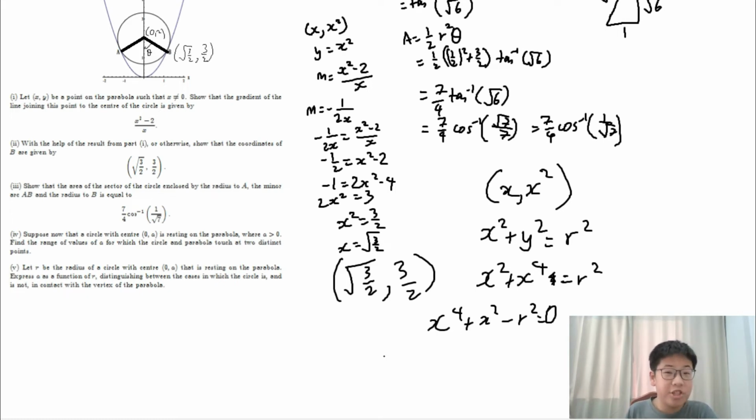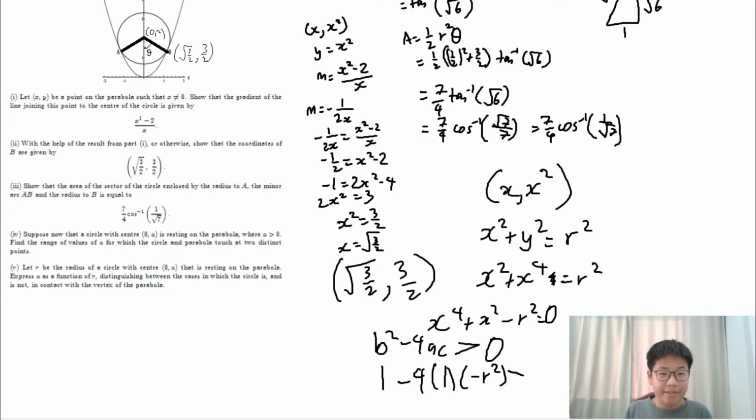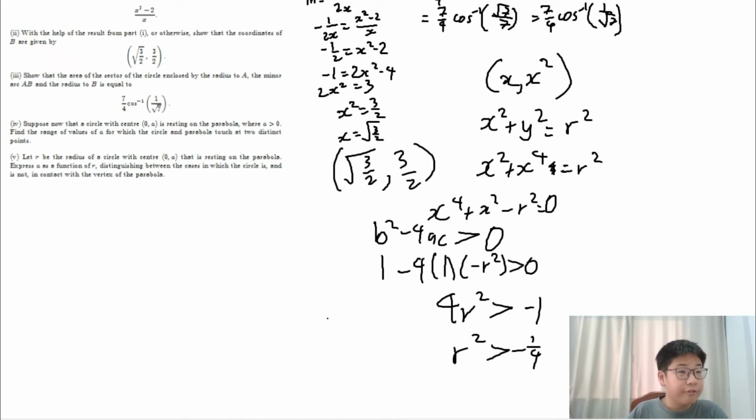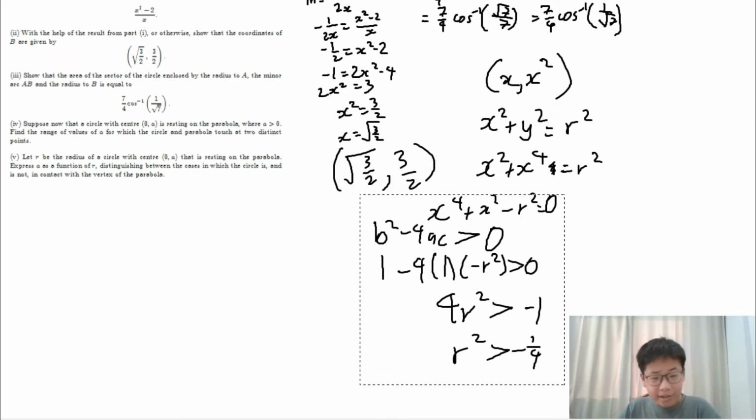So we need to find the range of values where b squared minus 4ac, which you know is the discriminant, is greater than 0. So b is 1, minus 4 times (minus r squared) is greater than or equal to 0. So this means 4r squared is greater than -1, so r squared is greater than -1/4. But we can't do this. Find the range of values of a for this.